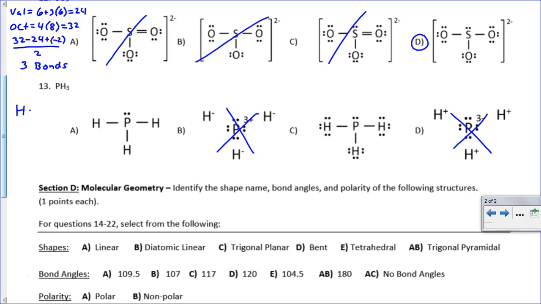Hydrogen has 1 valence electron. Phosphorus has 5. We put the hydrogens all around the phosphorus. Circle these here. All right, and we end up getting one that looks like A. So that is how that one goes.